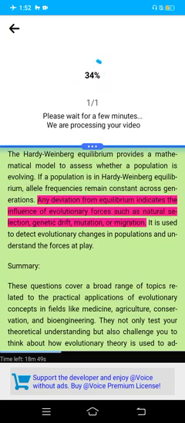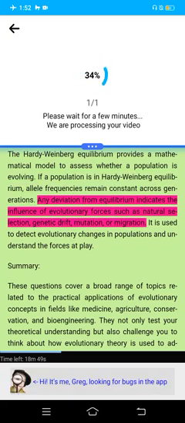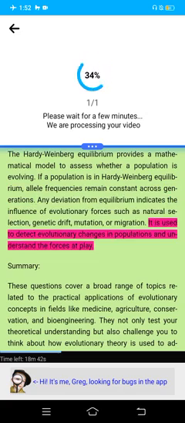Any deviation from equilibrium indicates the influence of evolutionary forces such as natural selection, genetic drift, mutation, or migration. It is used to detect evolutionary changes in populations and understand the forces at play.